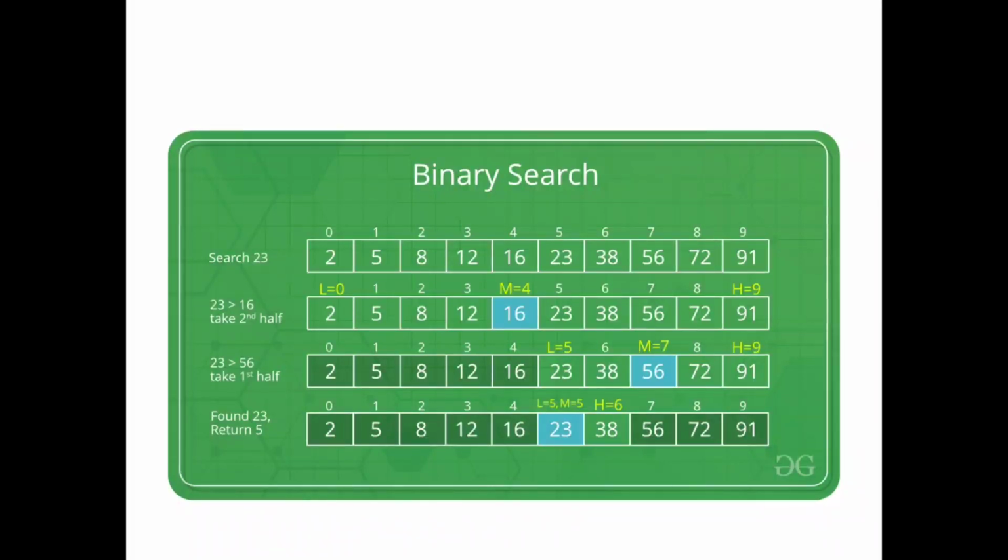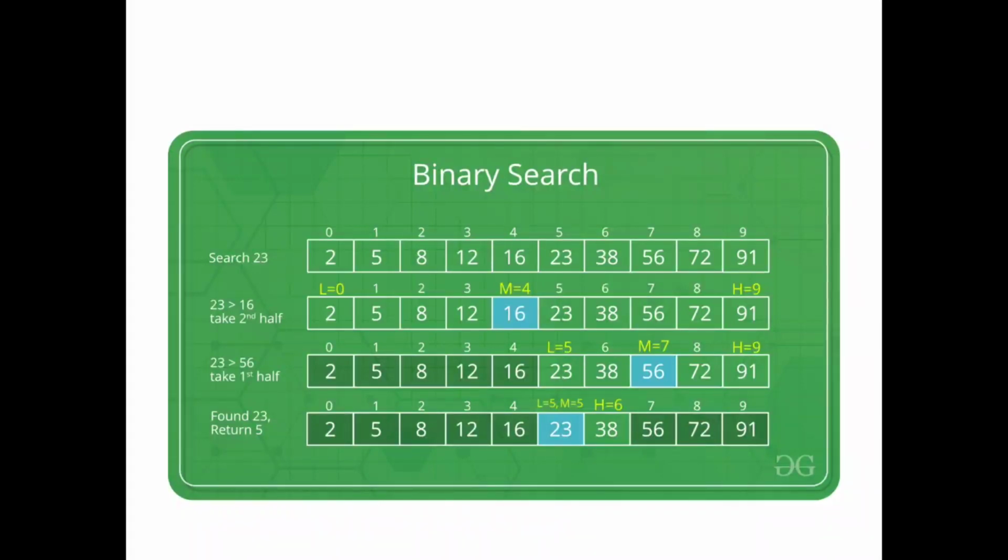56 when compared to 23, 56 is the greater value, so we have to pass the element to the left sublist. Again we calculate the mid value: the low value is 5 and the high value is 6. Again we have to calculate the mid value in the fourth diagram.